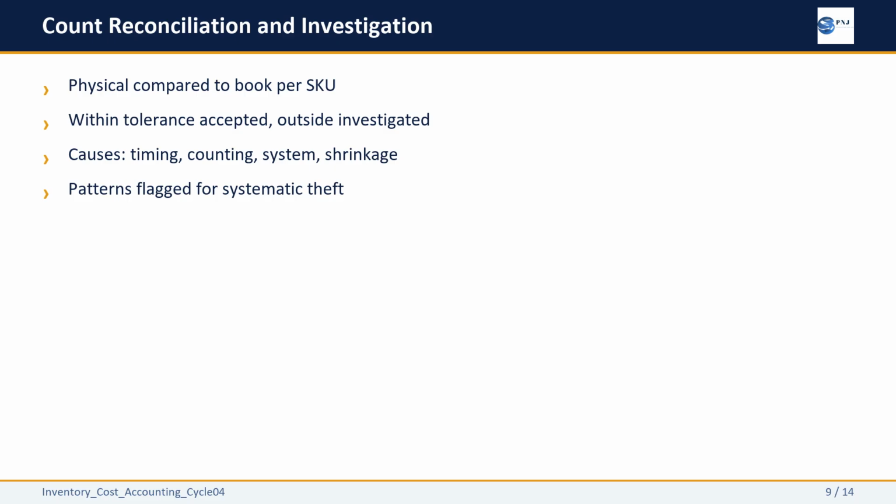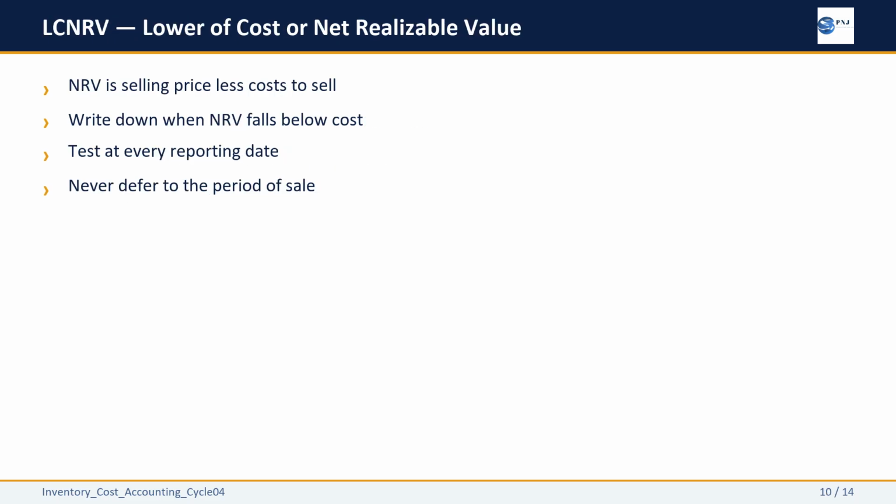A clean count means book equals physical. With quantity confirmed, we ask whether the value is still right. Counting the stock is only half the job. The value matters too. Under both GAAP, that is ASC 330, and IFRS, that is IAS 2, inventory must never be carried above its net realizable value, or NRV. NRV is the estimated selling price, minus any estimated costs to complete, minus estimated selling costs. If NRV falls below cost, you write the inventory down to NRV in the period you identify the problem.